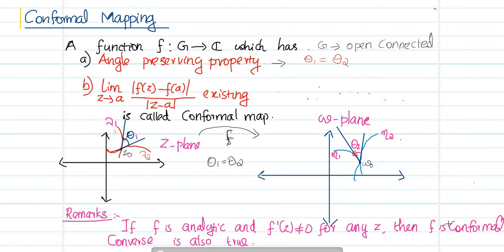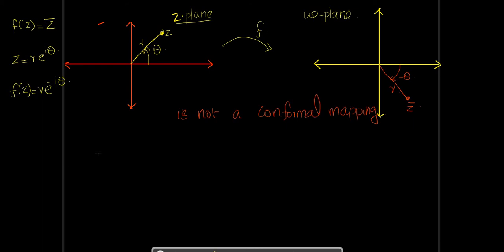If f dash z naught is not equal to 0 and f is analytic, then f preserves the angle at each point. That means the map is conformal. The converse is also true. If f is an analytic function and it is a conformal mapping, then we can see that f dash z naught is not equal to 0. So we can see that a function f of z is conformal.